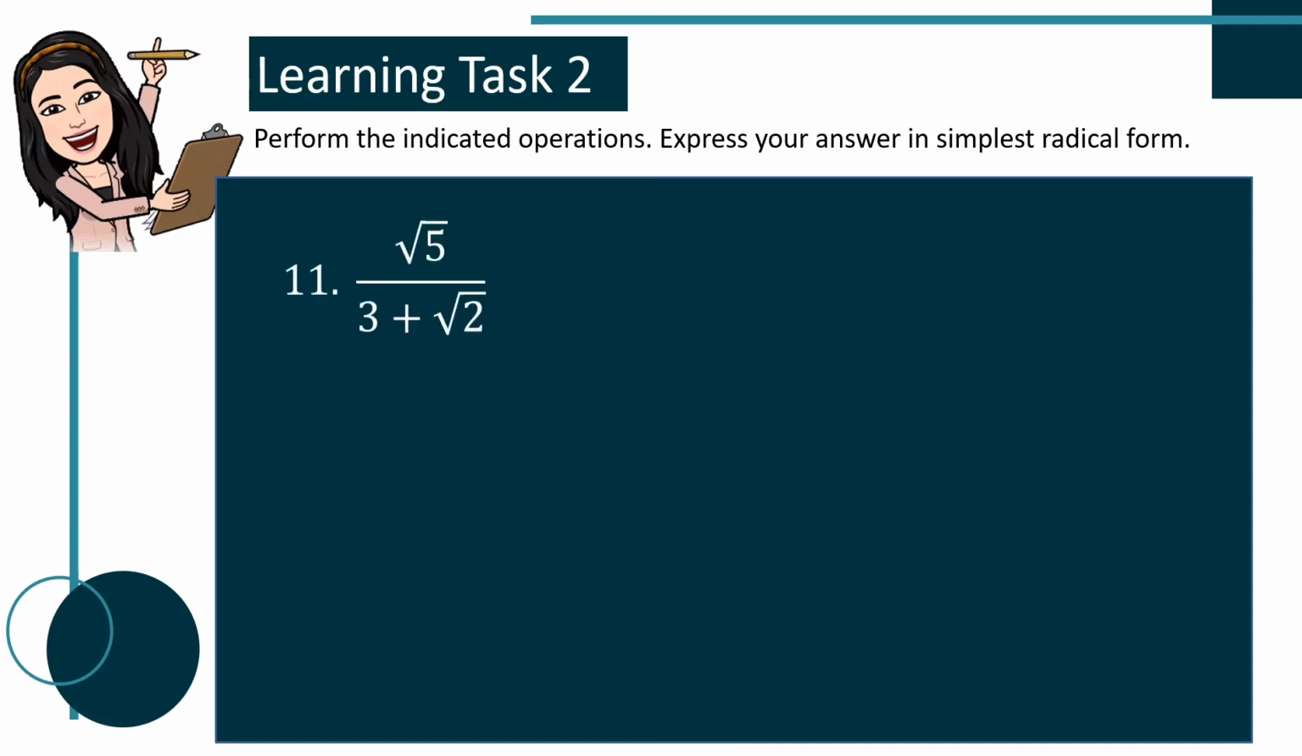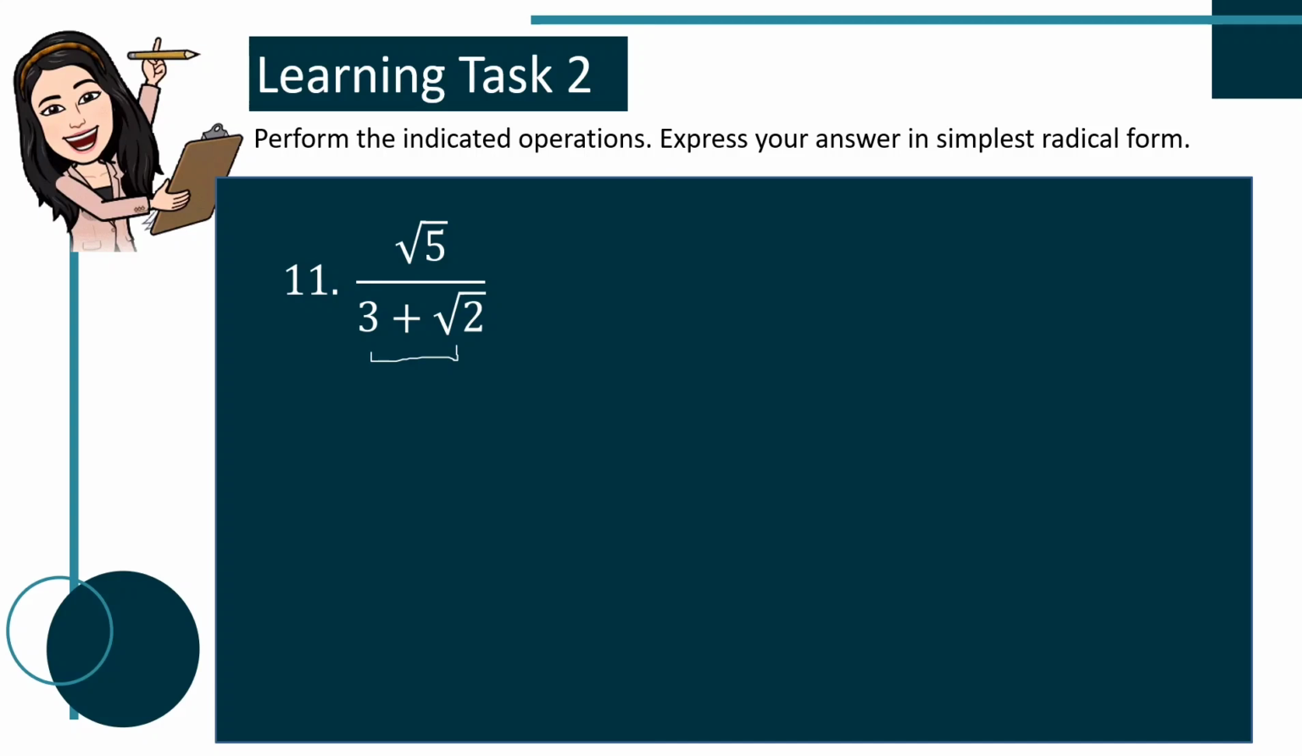We have square root of 5 over 3 plus square root of 2. So, ang given natin, ang operation natin dito ay division, pero ang denominator is a binomial. So, papaano yan? Sabi ko sa inyo, kapag binomial, to rationalize it, kasi bawal daw magkaroon ng radical sa denominator. In order to simplify it, alisin muna natin ang radical niya. That is by rationalizing the denominator by multiplying it by its conjugate.